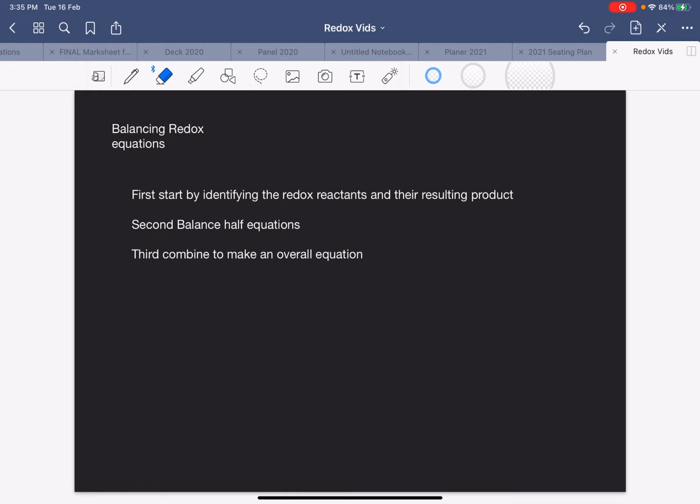This video is about balancing redox equations. There are three primary steps to balancing redox equations. The first is to identify what are the reactants, what's being oxidized and what's being reduced. The second is within that is to then work out what are they going to make. Second step is to then balance your half equations. And the last step is to combine those half equations to make an overall equation.